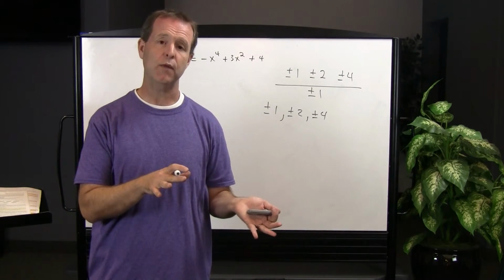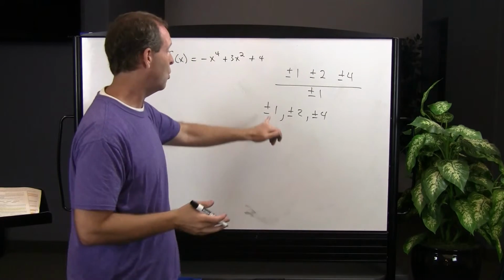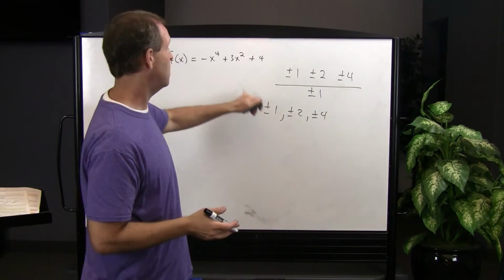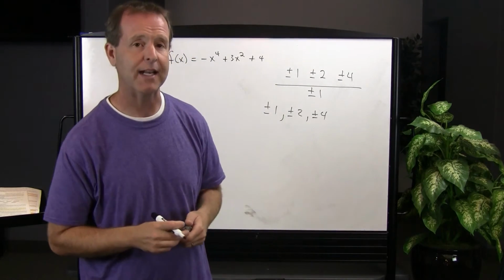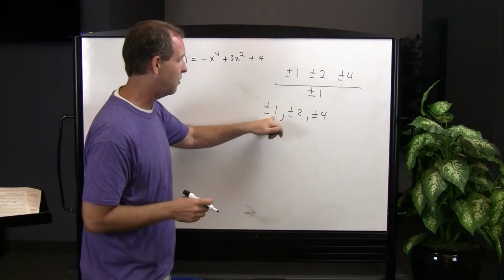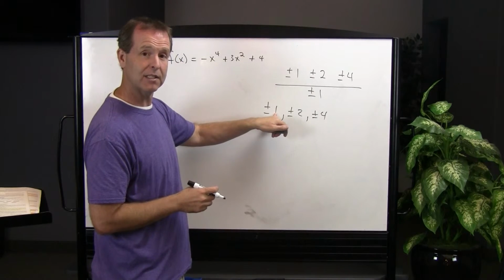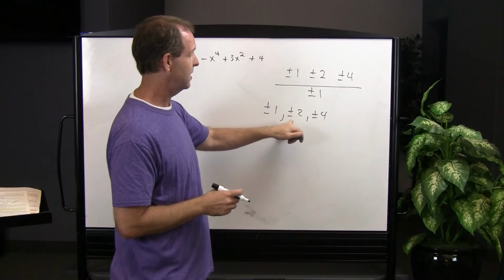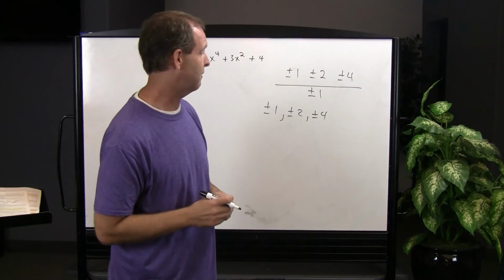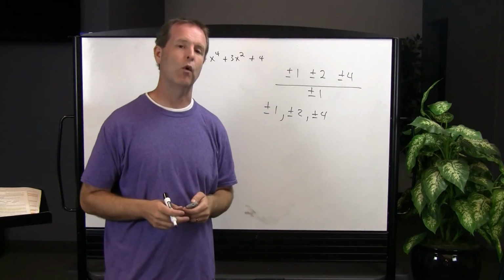Maybe one way I'll do that is to assume one of them is a zero, and then use the factor and remainder theorems with synthetic and long division to start ruling them out. Is positive 1 a solution? Is negative 1 a solution? Is positive 2 a solution? Is negative 2 a solution? Is positive 4 a solution? Or is negative 4 a solution?